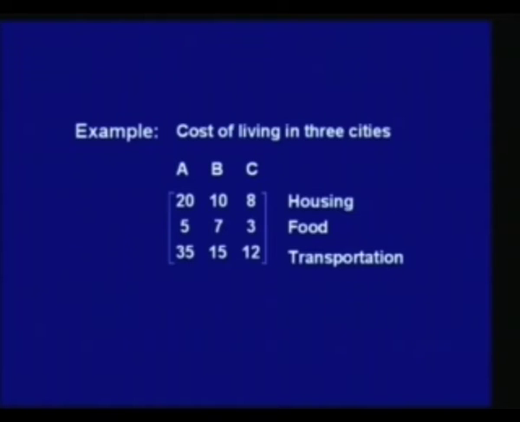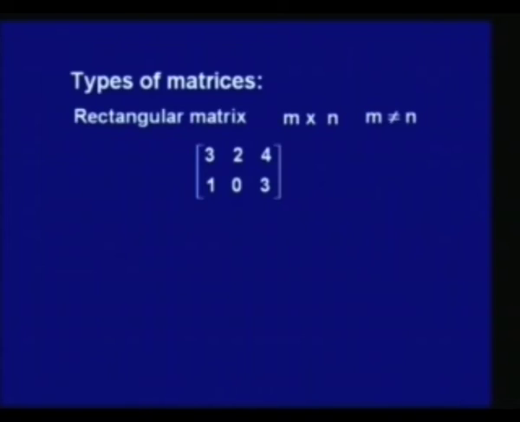Now, we have types of matrices. This classification is done on the basis of the shape a matrix is having. Like a rectangular matrix is one where the number of rows and number of columns are different, that is m is not the same as n. For example, in this matrix we have 2 rows and 3 columns. So, m is not the same as n.